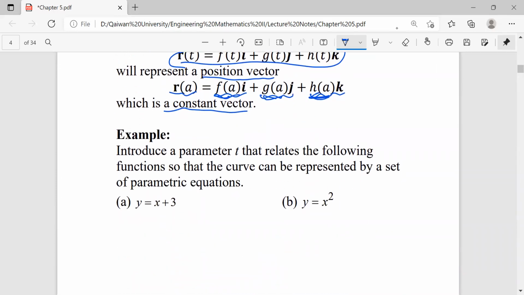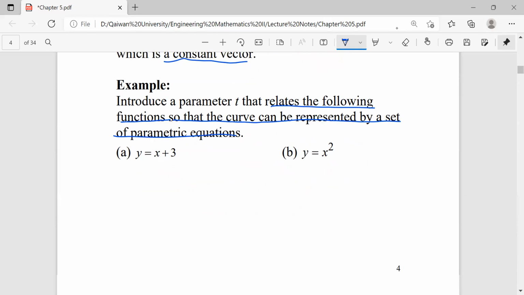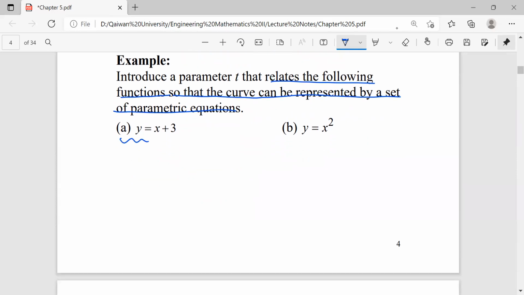Now we have an example. It says introduce parameter t that relates the following functions so that the curve can be represented by a set of parametric equations. Here we have two examples. We need to find the vector valued function for each of these two functions. And also, we need to write down the set of parametric equations.